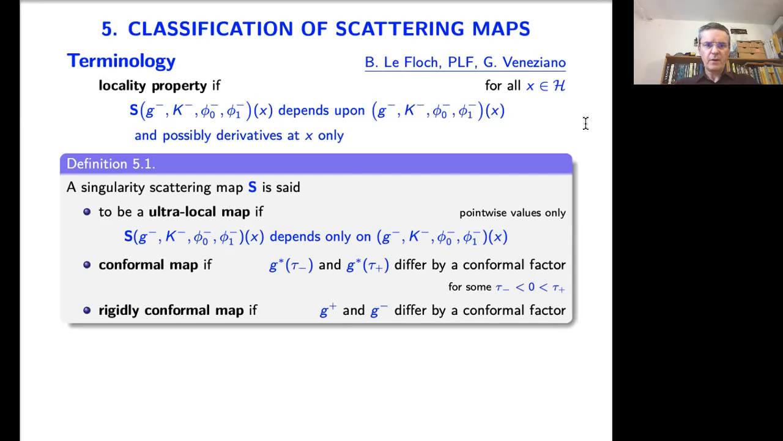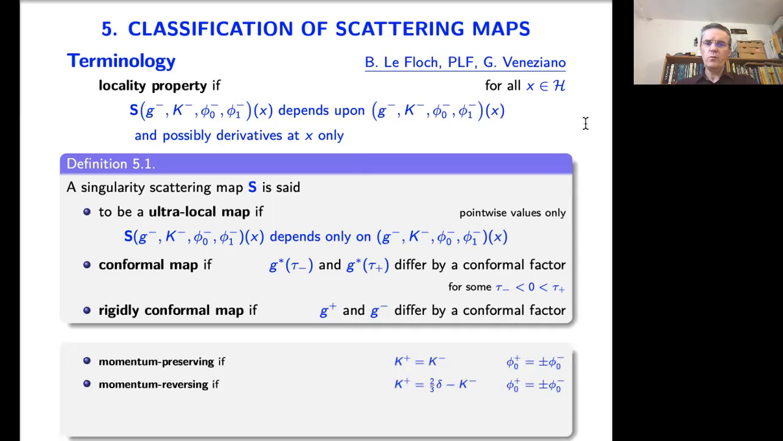Now, this being said, you can still define sub-classifications, and we have done that by imposing some further conditions, but these conditions are not really restrictions. They are introduced to give you some subclasses in our general classification. So for instance, you can ask that the two metrics at certain times, g minus, g plus, before and after the singularity, differ by a conformal factor. Or you can impose something somewhat stronger, which we call rigidly conformal, when the asymptotic metric g plus is conformal to the asymptotic metric g minus.